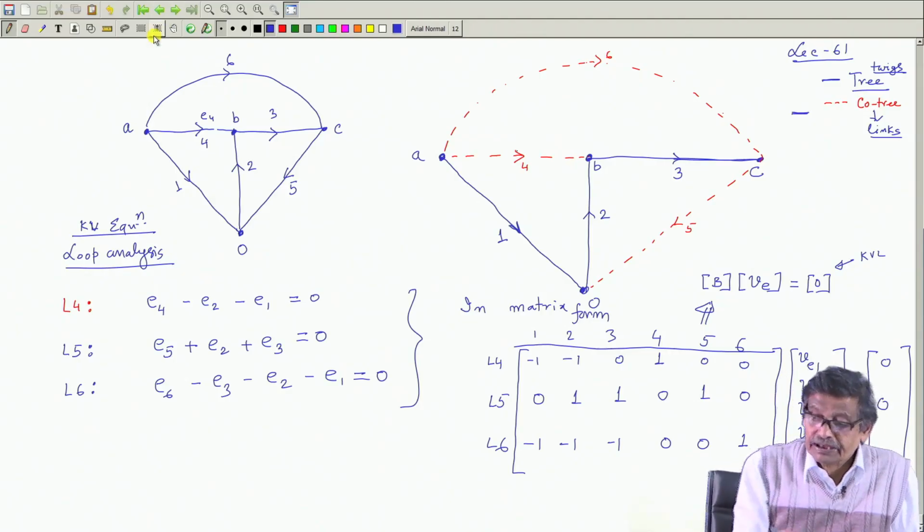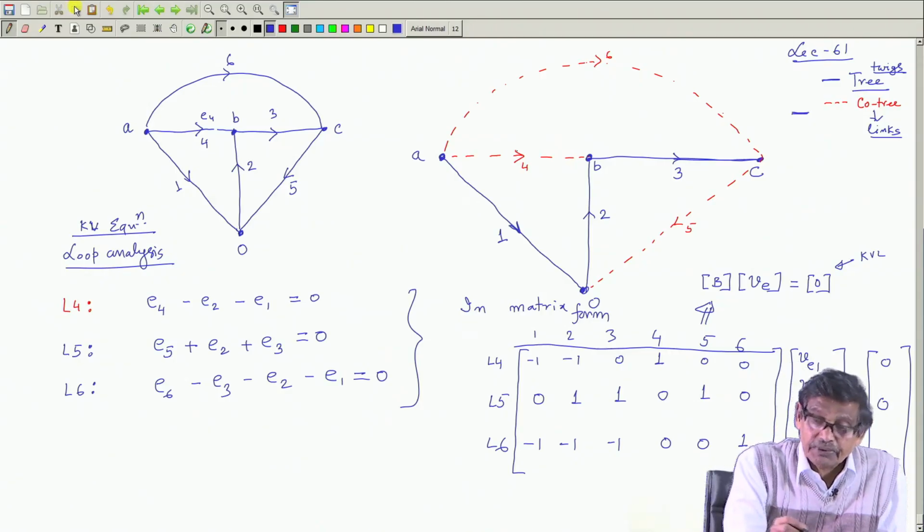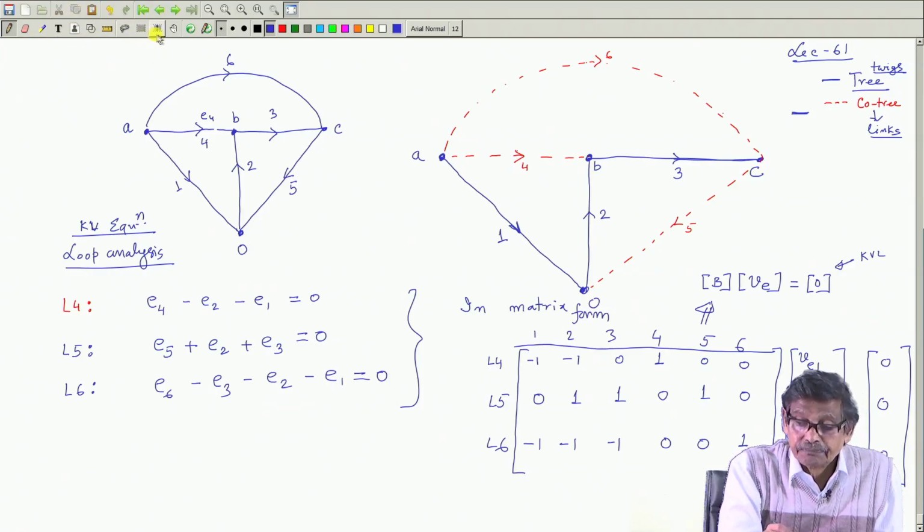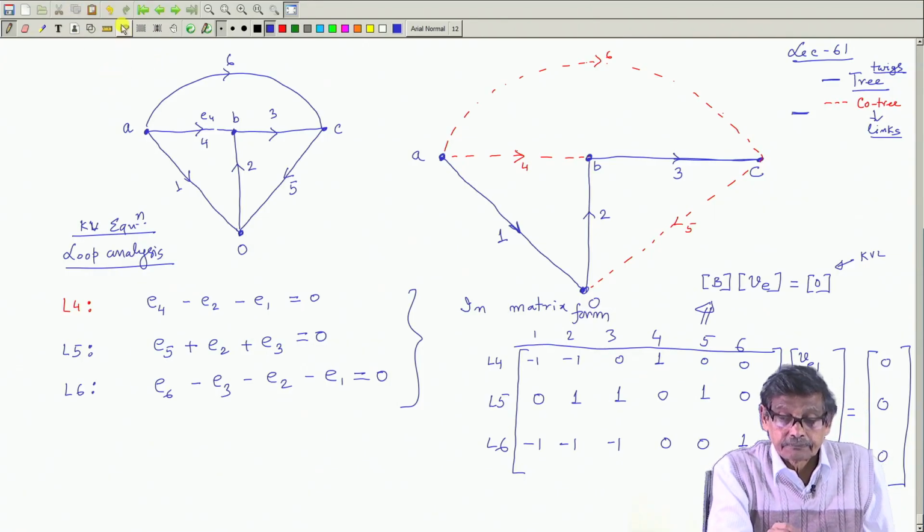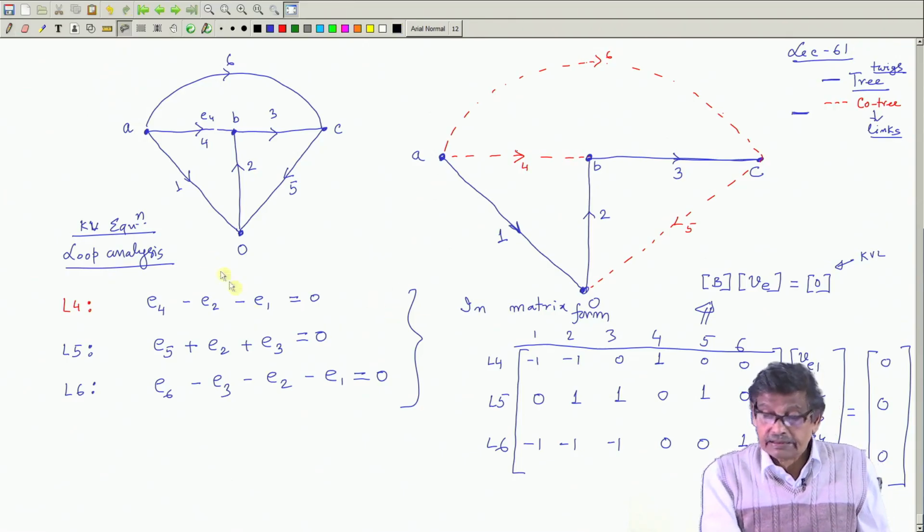So, the question is, these diagrams I will be once again needing. So, I will copy this diagram. It is like this.